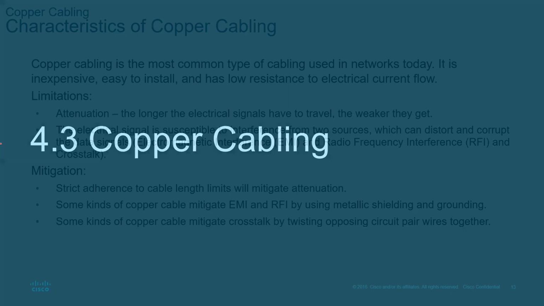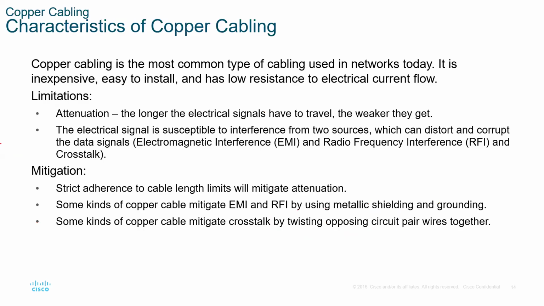Terminology, copper cabling. Let's move. Characteristics of copper cabling. This is one of the physical media that we are going to discuss, including fiber, two-wired media. I think we're also going to look at coaxial cable. Copper cabling is the most common type of cabling used in networks today. It is inexpensive, easy to install, and has low resistance to electrical current flow.